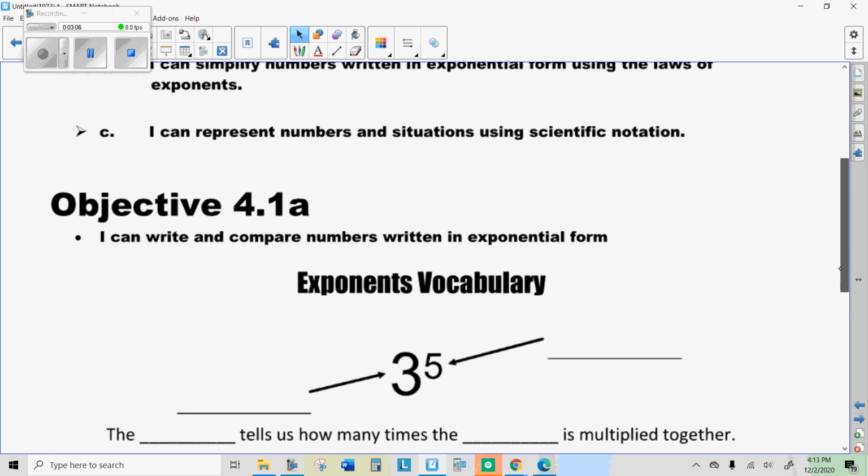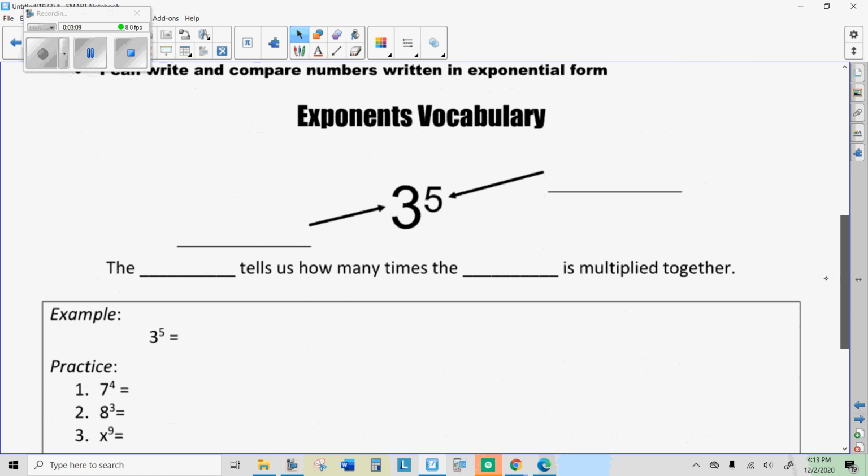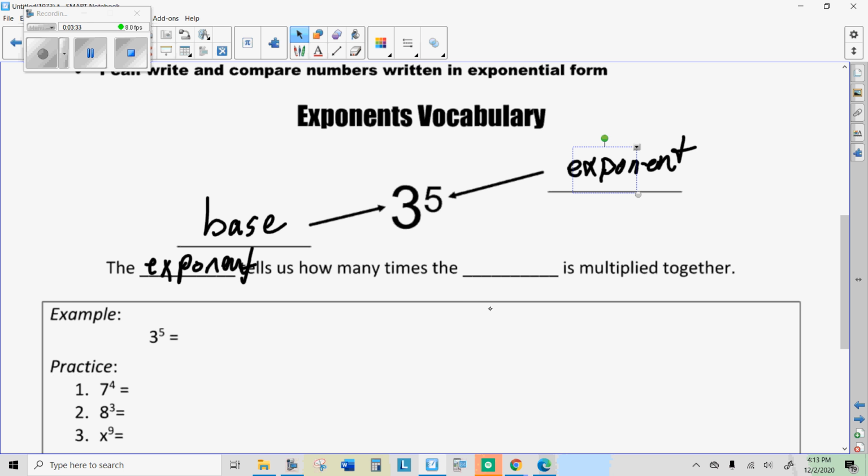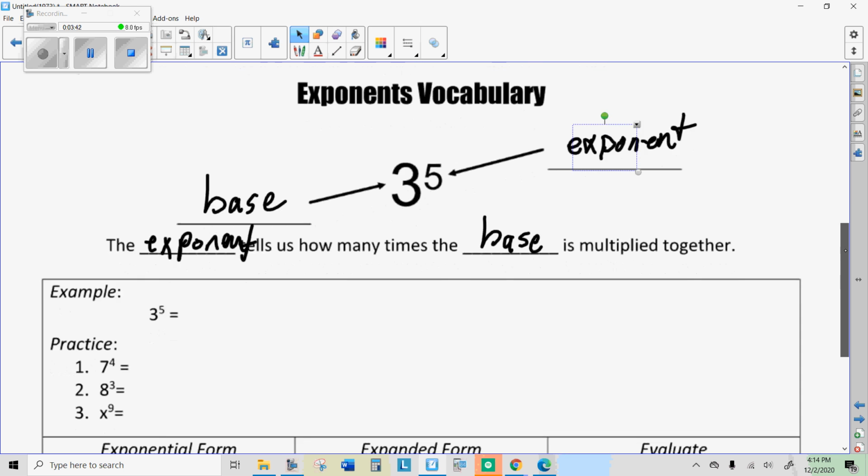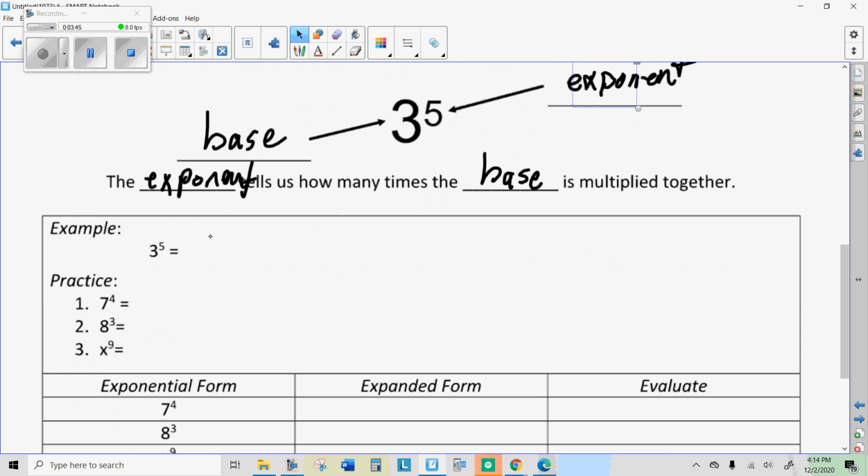We're going to start by just going over some vocabulary, making sure 100% that you understand what exponents do. The little number is called the exponent. Some people call it a power, but let's just call it an exponent for now. The big number is called the base. And the exponent, or the power, tells us how many times the base is multiplied together. I like to say how many factors of the base, because a factor is part of a multiplication. So an example would be 3 to the fifth power means there are 5 factors of 3.